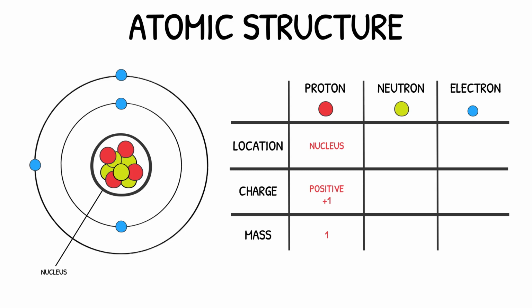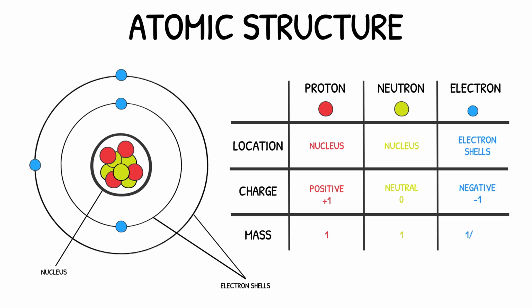Neutrons are also located in the nucleus of the atom. They have a neutral charge of 0 and a mass of 1. Electrons orbit the nucleus of the atom on electron shells. They have a negative charge of -1 and are the smallest of the particles with a mass of 1/1835.